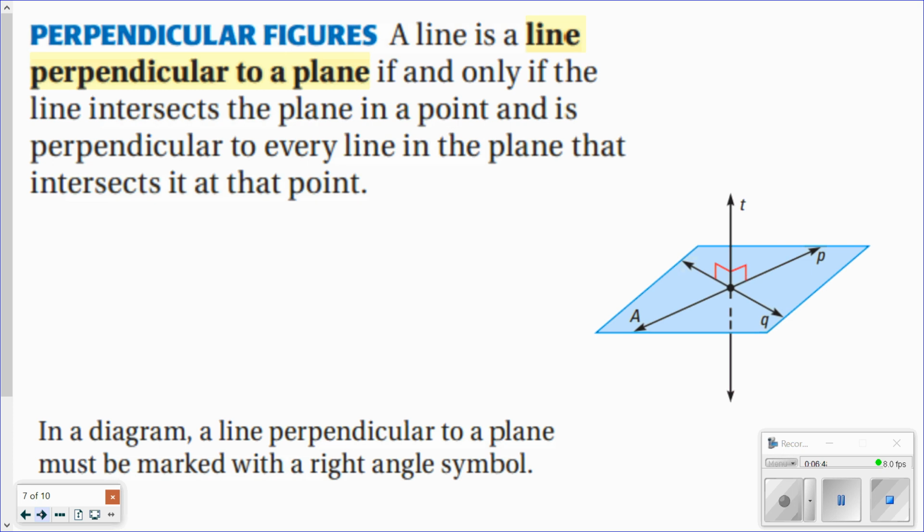Perpendicular figures. A line is a perpendicular figure to a plane if and only if the line intersects the plane at a point that is perpendicular to every line in the plane that intersects it at that point. So here's a little bit of a diagram. All it's saying is line T is perpendicular to plane A, which is the blue plane. And if we draw other lines from that point of intersection, we'd also see that those are 90-degree angles.